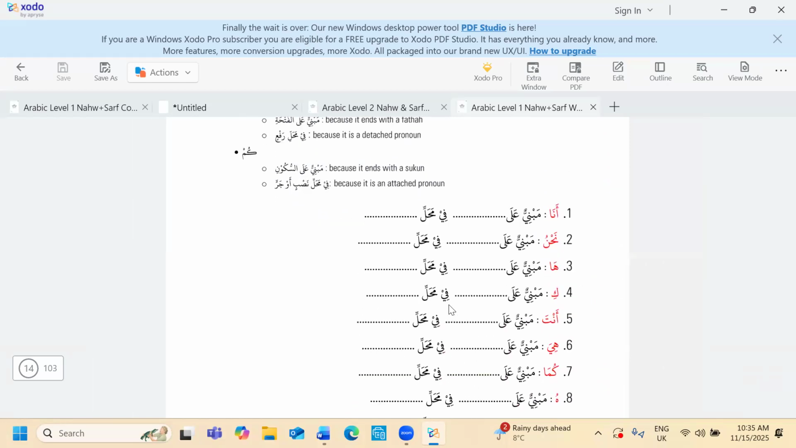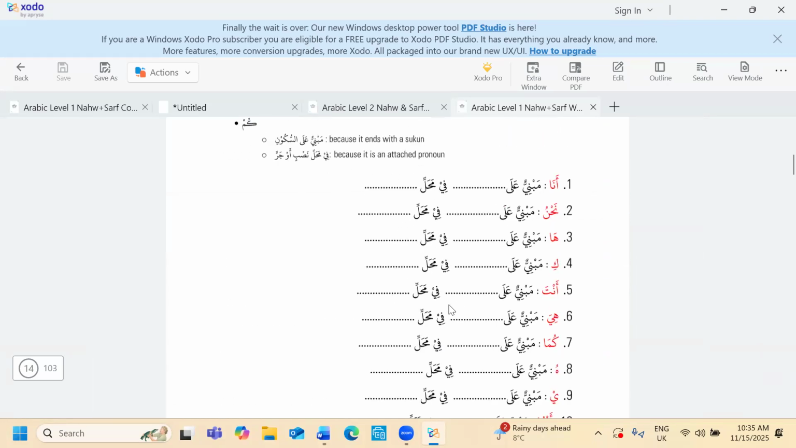pronouns, just appreciate and remember that pronouns are mabni, meaning huwa will always be huwa. It will never change. Huma will always be huma. Hum will always be hum. So those words are fixed. And all of them are rafa if they are detached, and nasb or jar if it's attached. Okay.